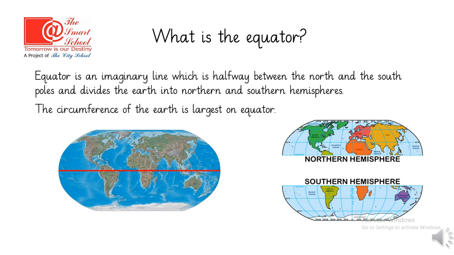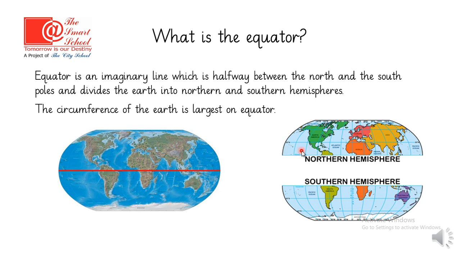What is the equator? I told you about the equator, that it is an imaginary line. Now let's see in detail what the equator is. Equator is an imaginary line which is halfway between the north and the south poles and divides the earth into northern and southern hemispheres. Now see this red line, this is the equator.